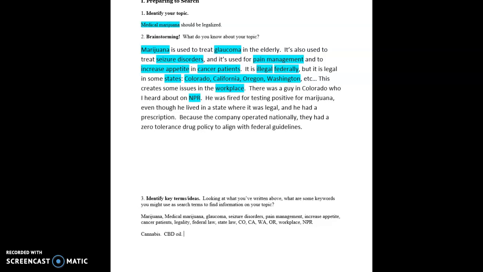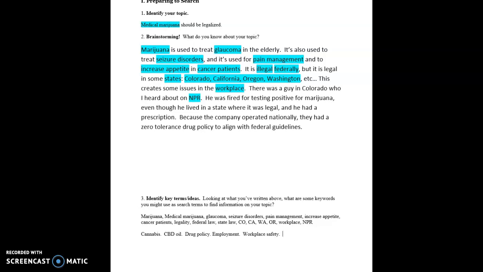Okay. Looking at other things that we've got here, when we talk about the federal legality issues, maybe we are looking at drug policy, right? Might be another way to express that idea. When we're looking at things like the impact on the workplace, another way to express that general idea might be employment, right? Or maybe workplace safety. Okay, these are other things that kind of get at the same idea.